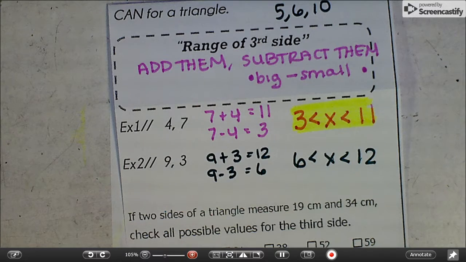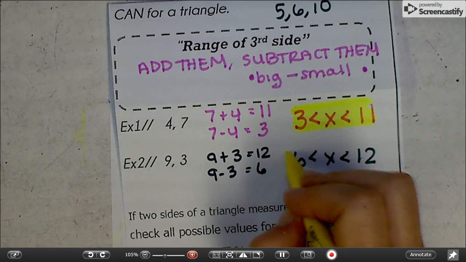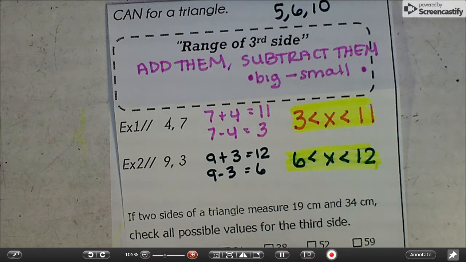That was how we made the range in decimals. So if you had a side 6.5, would that make a triangle with 9 and 3? Yes. If you had 12.5, would that make a triangle? No, because it's too much.